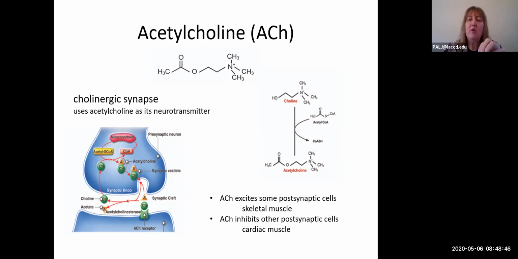So acetylcholine can be both excitatory and inhibitory. For the neuromuscular junction and skeletal muscle, which is what we are talking about, it's going to be excitatory. Okay, so it's excitatory for those postsynaptic muscle cells. But in other postsynaptic cells, it can be inhibitory.